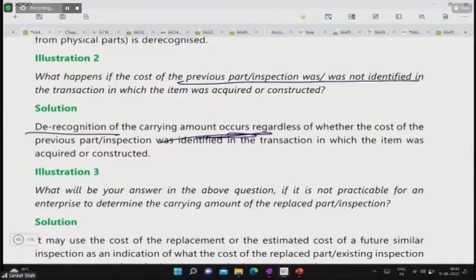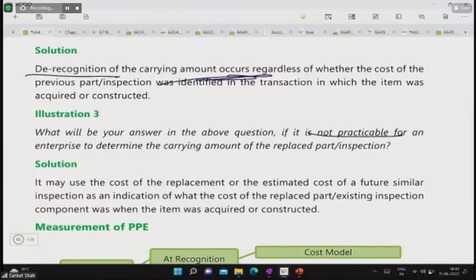So based on the current situation, and if it is not practicable, so future similar inspection. Suppose this inspection was done before 5 years.